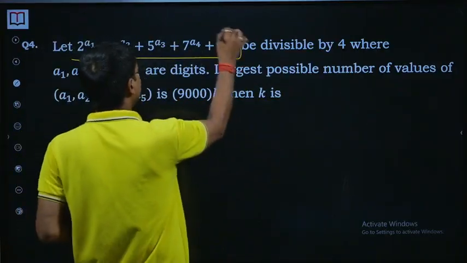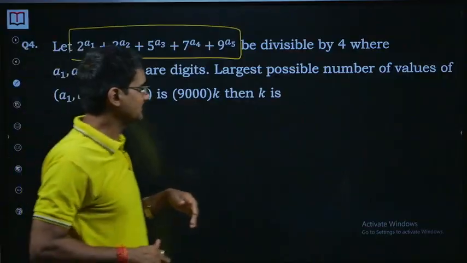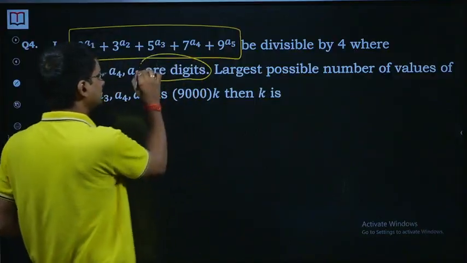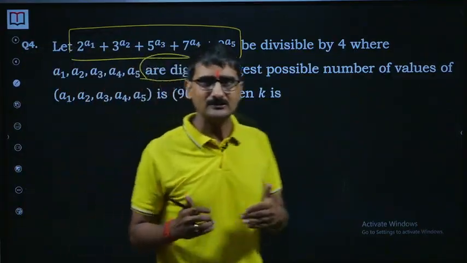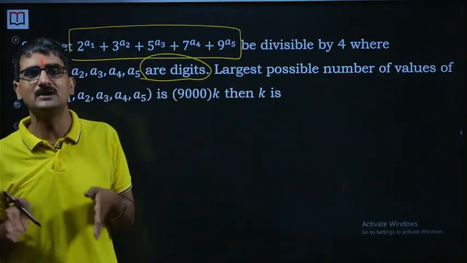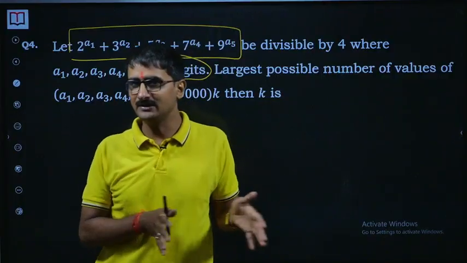Now see, that's an interesting question where several of the students committed a mistake because they didn't read this statement properly. They are digits. So A1, A2, A3, A4, A5 are the digits. Being digits means they can be any number between 0 and 9 only. 0 and 9 only. Okay.